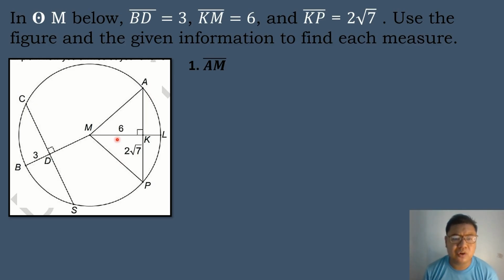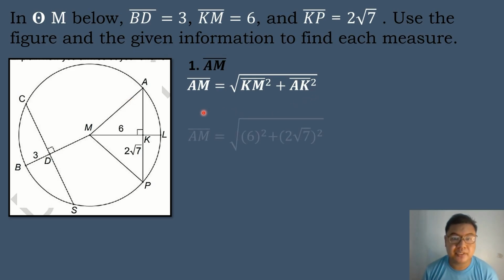The measure of the longer leg, which is segment MK, is equal to 6. And the measure of the shorter leg, which is segment AK, is equal to the measure of segment KP, which is equal to 2 square root of 7. So segment AK is also equal to 2 square root of 7. So we will use the Pythagorean theorem. Segment AM, which is the hypotenuse of the right triangle, equals the square root of KM to the second power, which is the longer leg, plus segment AK to the second power, which is the shorter leg.